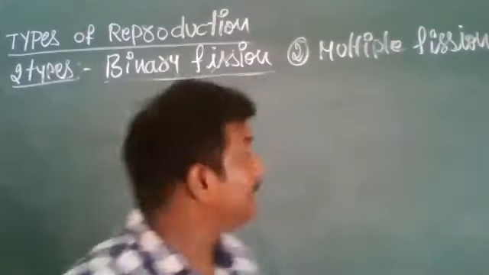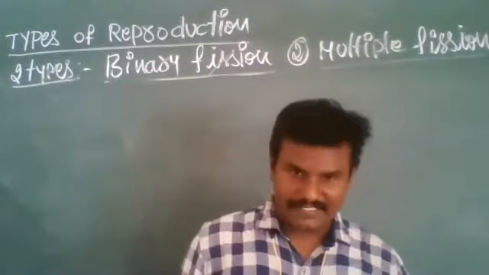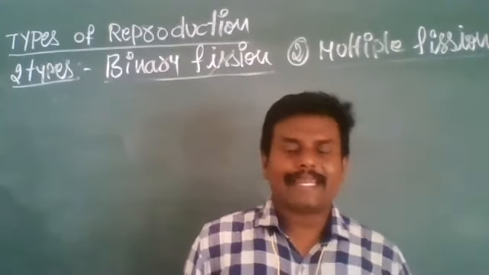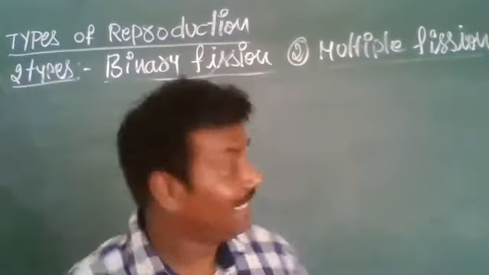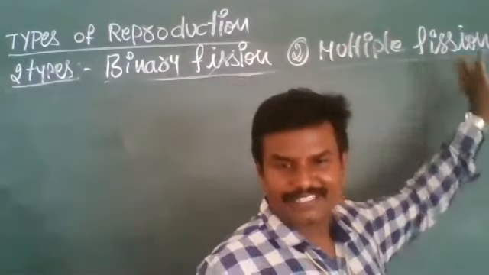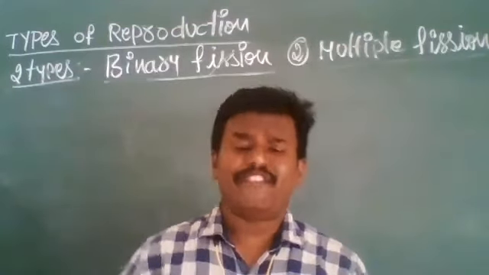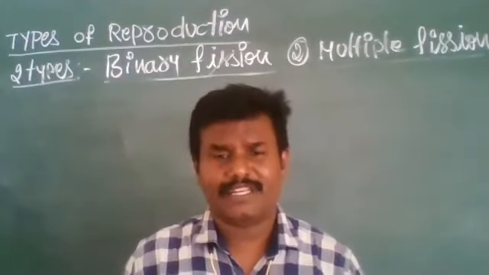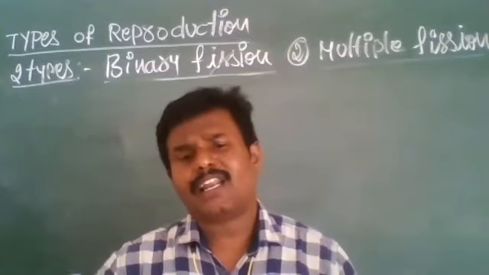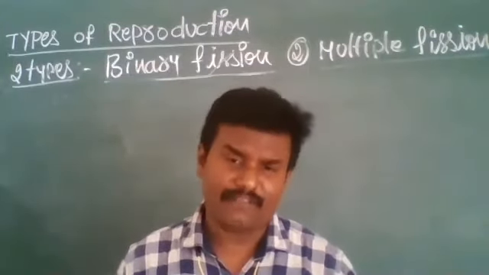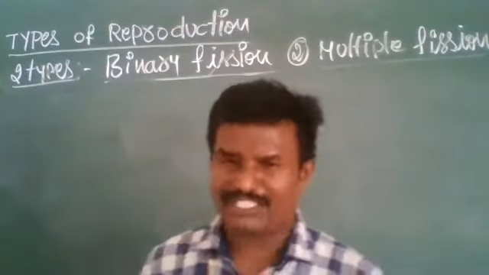Next, multiple fission. Multiple fission means the parental organism divides into many parts. Multiple means many; fission means cut into many parts. The parental organism divides into a number of daughter organisms. Those parts gradually turn into new organisms. That is called multiple fission.